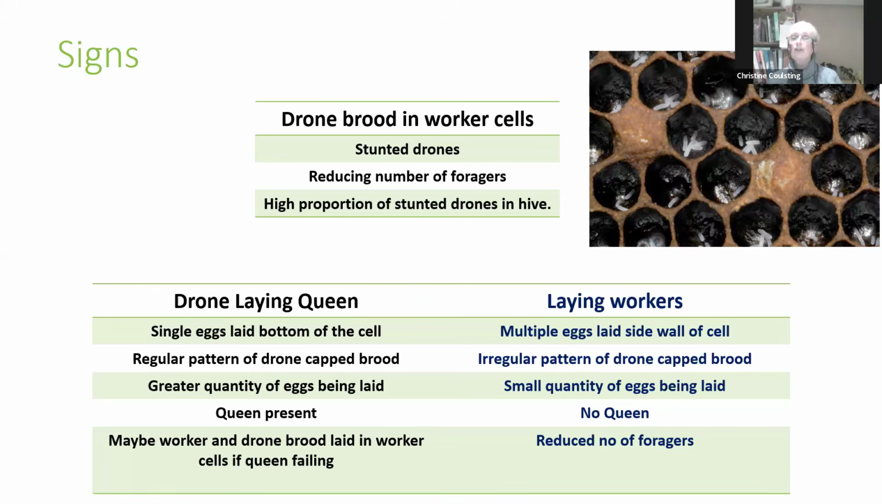Whereas with laying workers, you tend to have multiple eggs laid on the side wall of the cell. There'll be a much more irregular pattern, and a smaller quantity of brood actually being laid, and you won't find the queen.